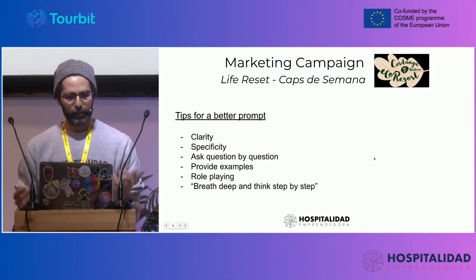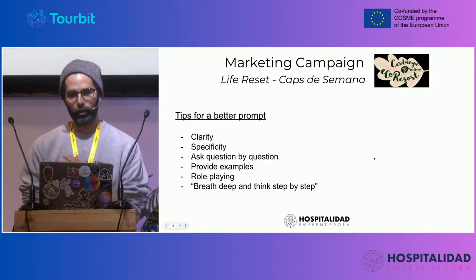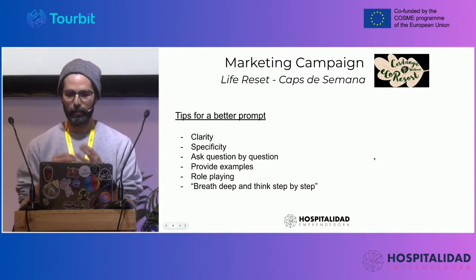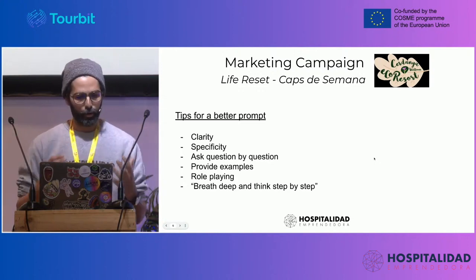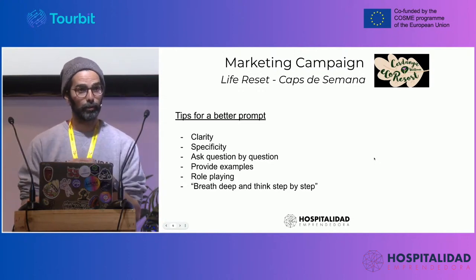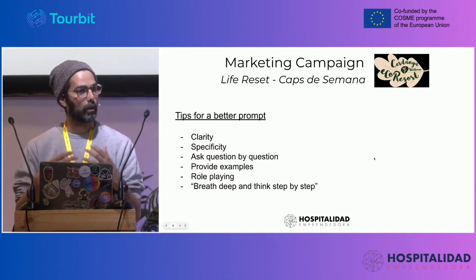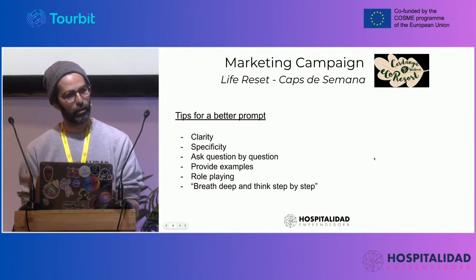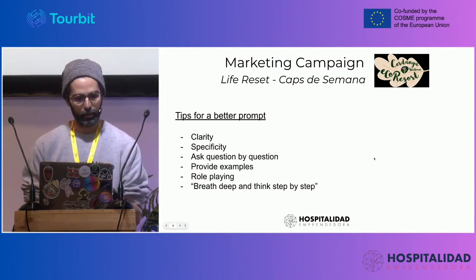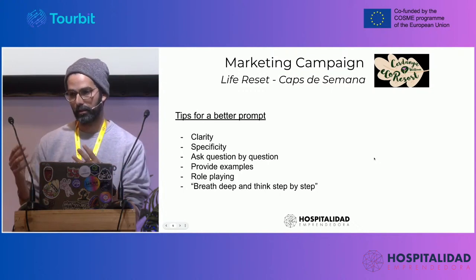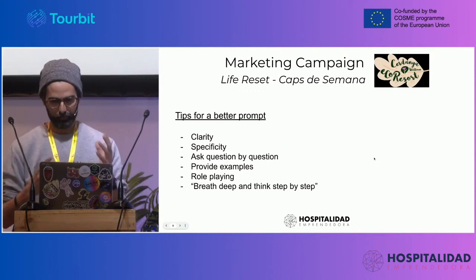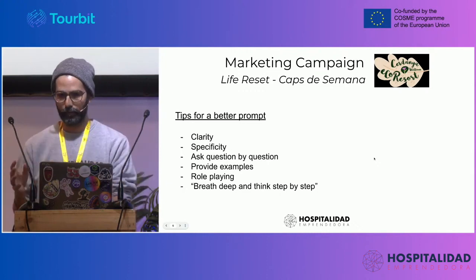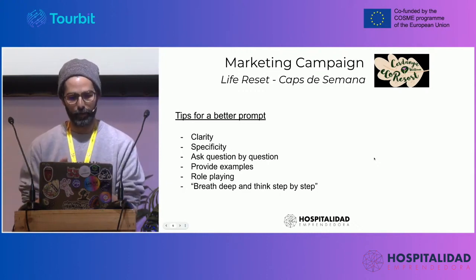A couple other tips. Be very clear on what you want when you're asking. Be very specific. Ask question by question. Don't just throw all your questions around. Provide examples. If you provide examples of how you want the result to be, the result is going to be better. That's a technique, actually. Role-playing, so you can ask ChatGPT or whoever to act as a role or as a specific person, and that's also going to give you better results.